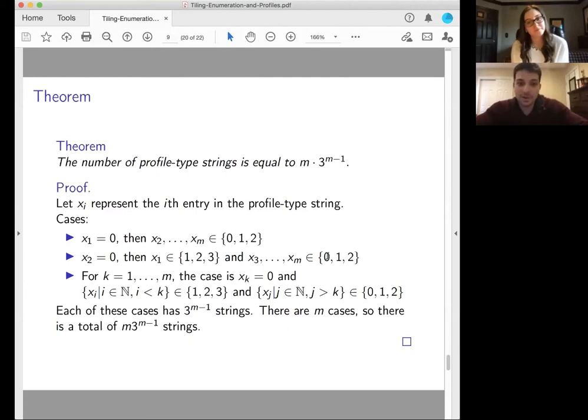because you can't place a 3 after a 0. So if we generalize this, every 0 that we place throughout the array, every spot before it has 3 options, which is either 1, 2, or 3. And every spot after it has 3 options, which is either 0, 1, or 2. So there's m of these cases because we're going from x1 to xm, depending on the amount of rows. And each of these cases has 3 to the m minus 1 strings. So if we put those two together, then it's m times 3 to the m minus 1 strings.